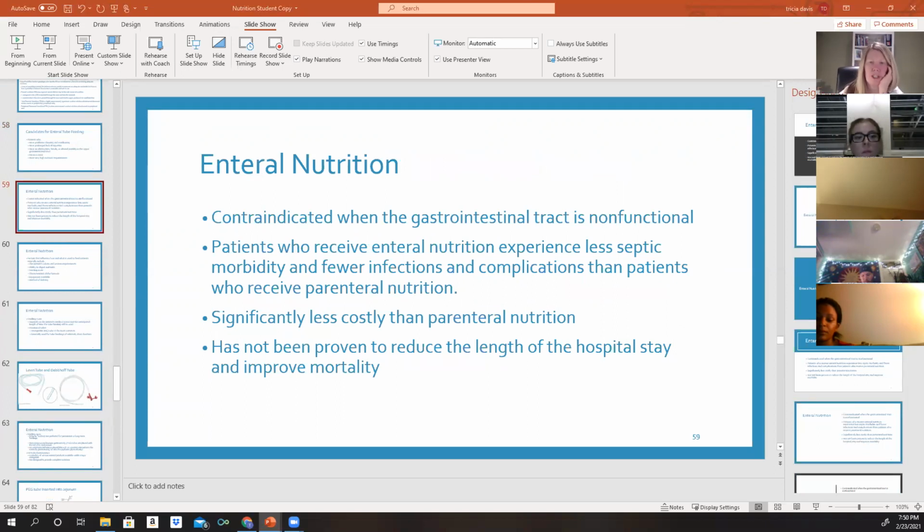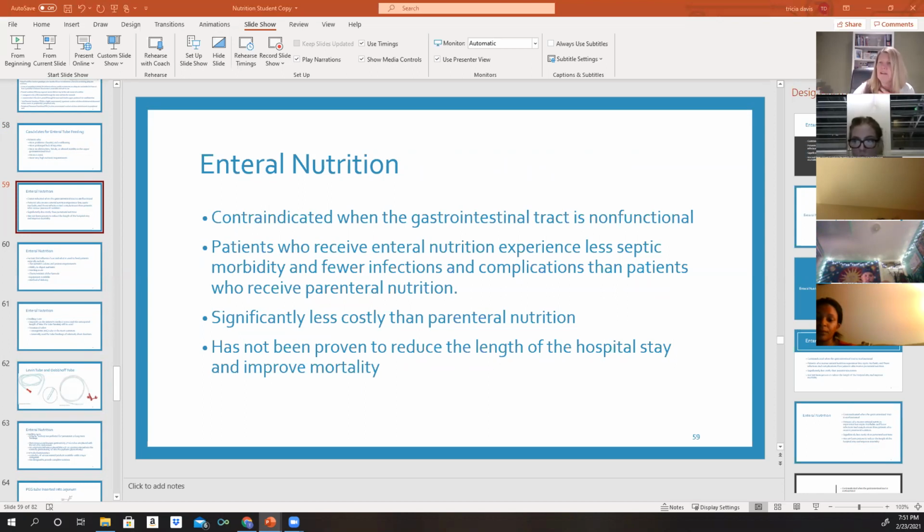So enteral nutrition is contraindicated when patients don't have a functioning GI tract. Patients who receive enteral nutrition also experience less septic morbidity and fewer infections and complications than patients who receive parenteral nutrition. Why do you think that patients who get parenteral nutrition are at a higher risk of getting septic or getting infection? So what is parenteral nutrition?